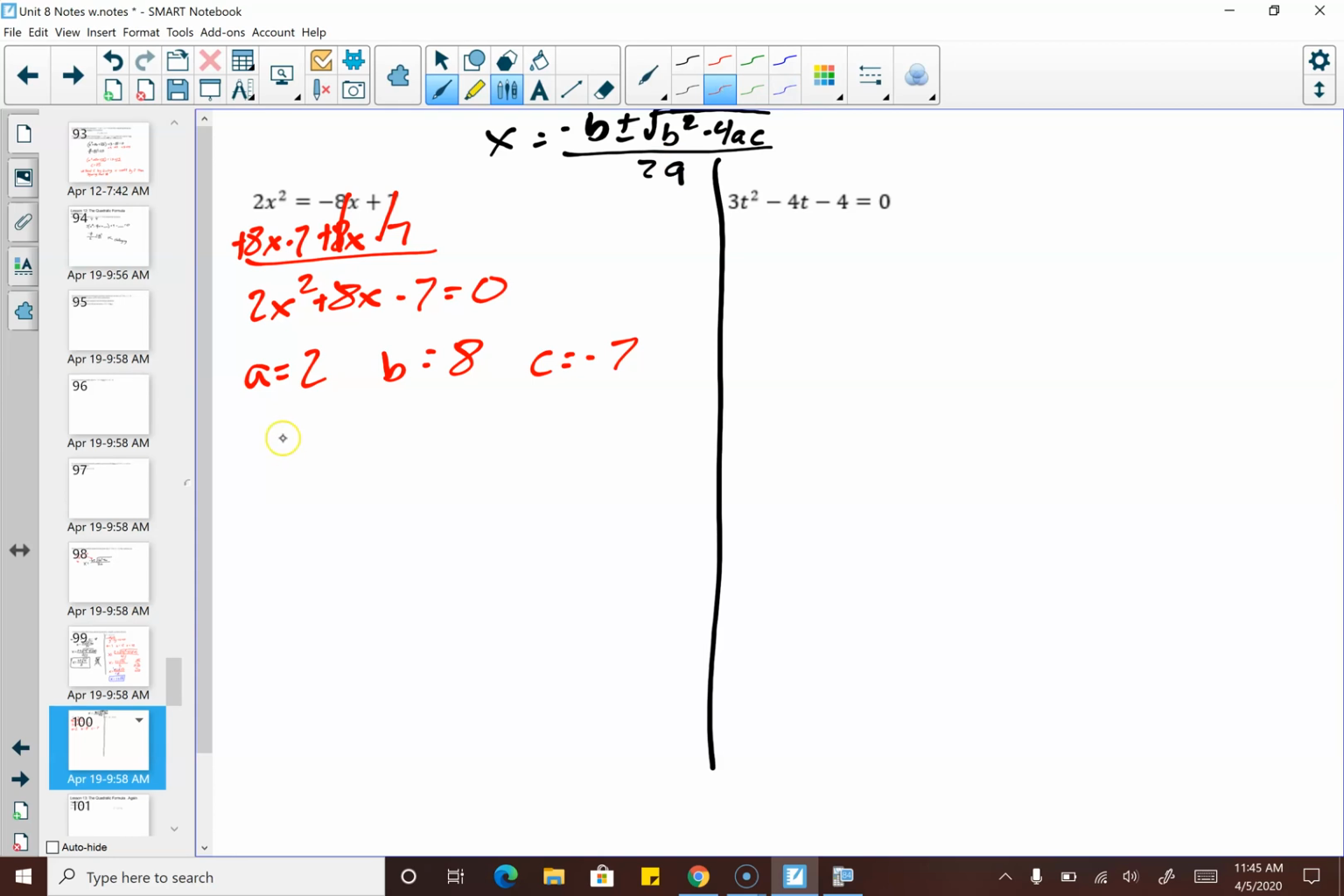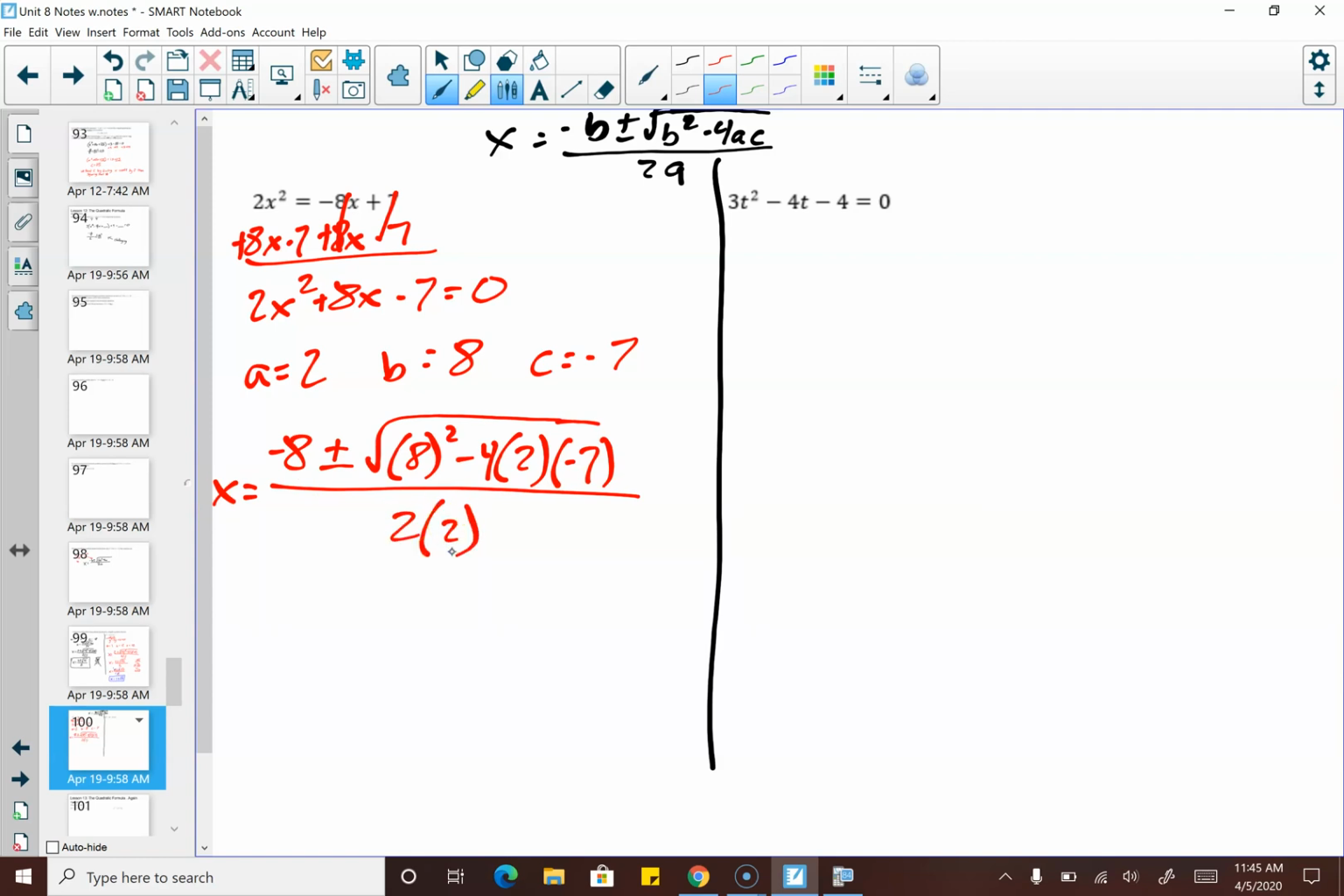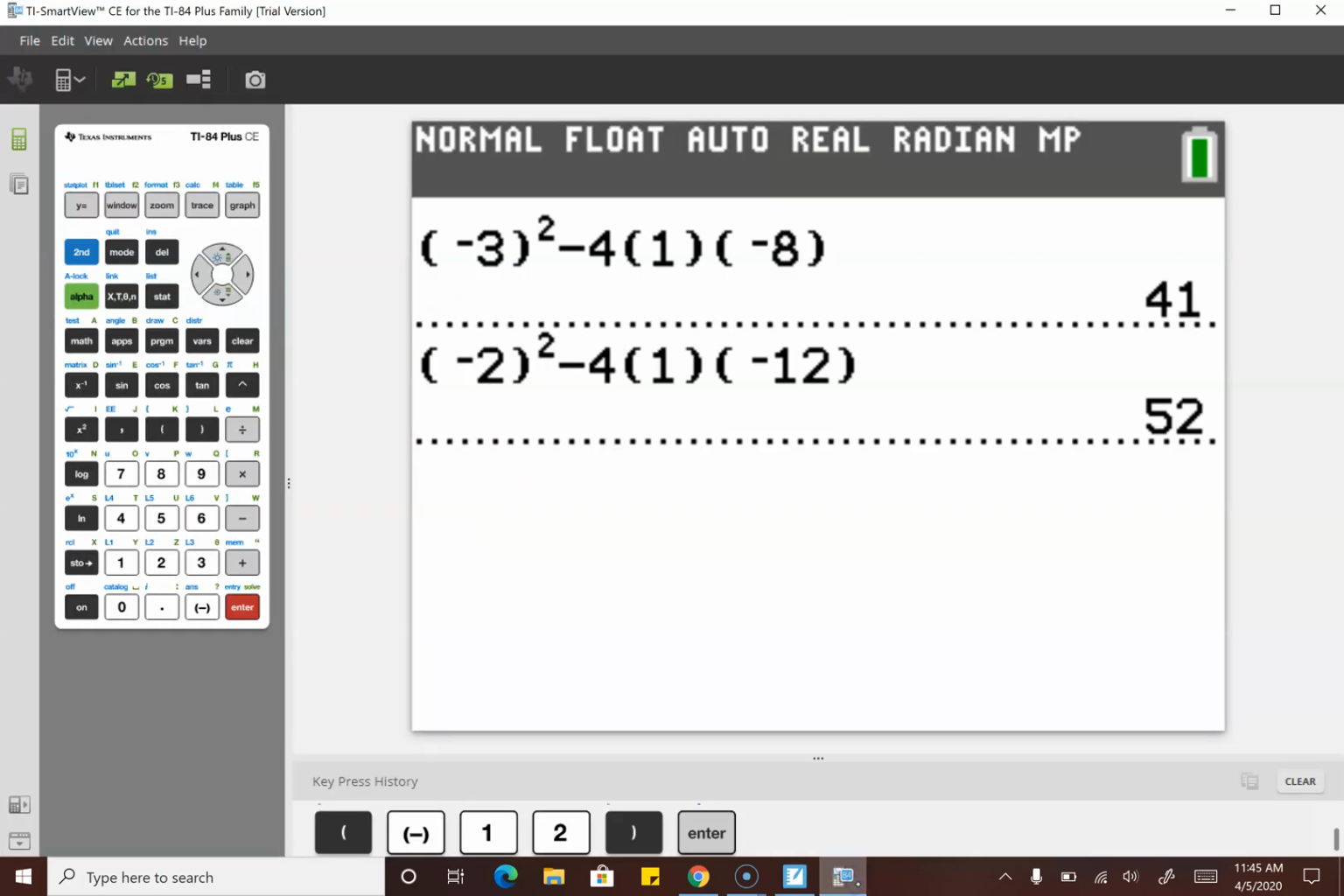So negative b, well in this case b is positive 8, so on the outside here goes a negative 8 then, opposite sign. Plus or minus big square root 8 squared minus 4 times 2 times negative 7. I forgot my x equals over 2 times 2 in this case because there was an actual number in there for a. So we'll go back to our calculator and put everything in.